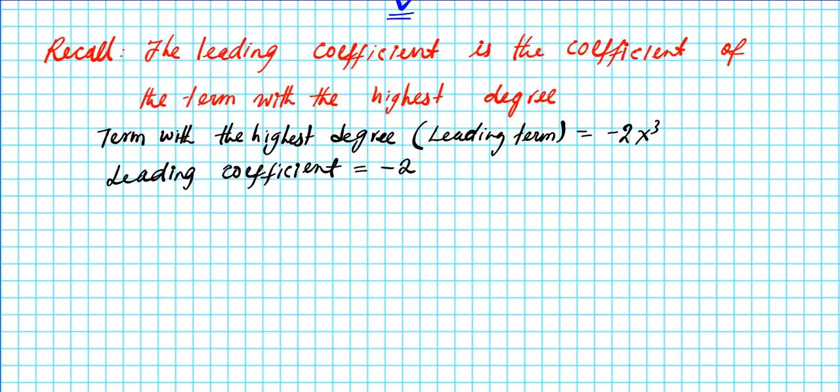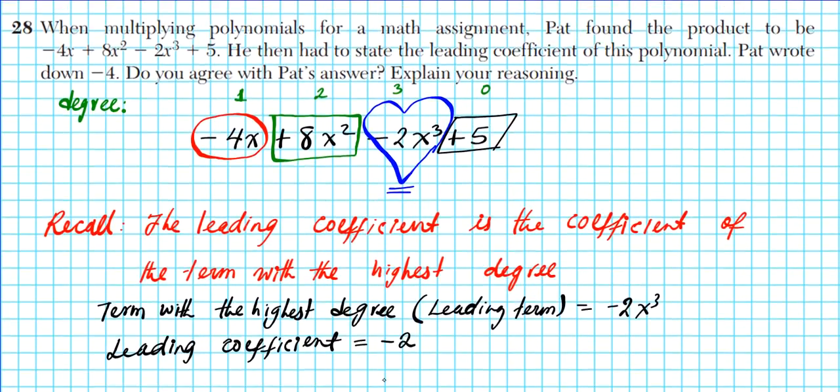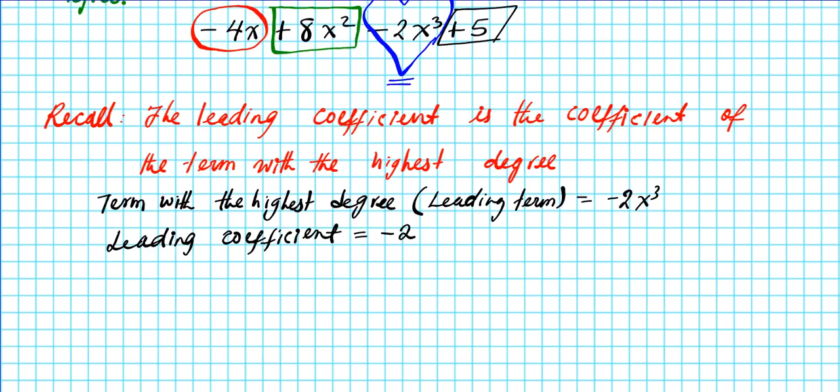So are we done? The answer is no. Okay, let's go back and make sure we are answering the question. We were asked, do you agree with Pat's answer? Explain your reasoning. Okay, so how do you answer that? You can just say, I do not agree with Pat's answer.